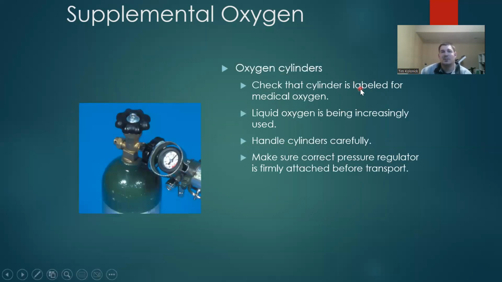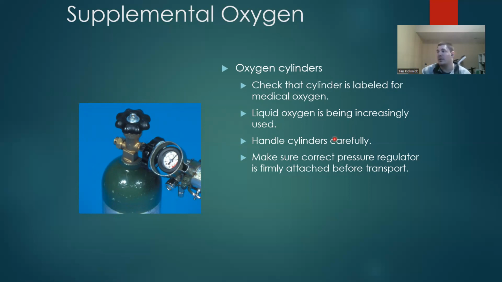Oxygen cylinders, there's lots of them out there. Generally, you're going to see a D or E cylinder in your trucks. Those are your portable ones, and generally maybe an M or an H that are mounted in the trucks. And then the flight crews are probably using liquid oxygen as part of what they have in there. So there's lots of different versions out there.